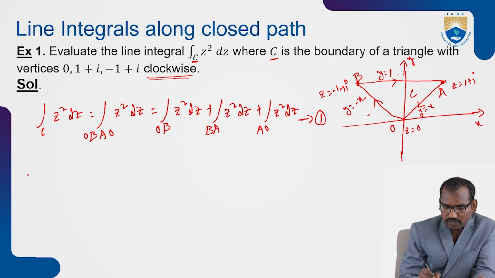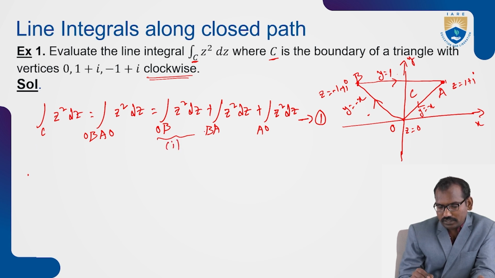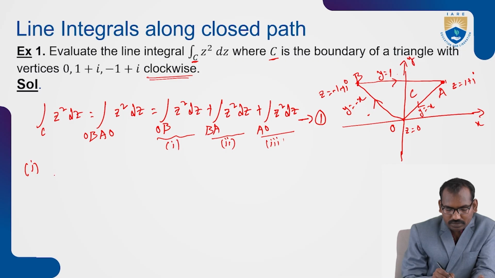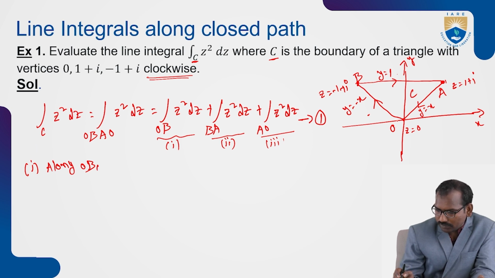I will do the evaluation of this first integral as part 1, this integral as part 2, and this as part 3. I am dividing the whole evaluation of these 3 integrals into 3 parts. In the first part, we evaluate the integral along OB. Along OB, the path is y equals minus x.